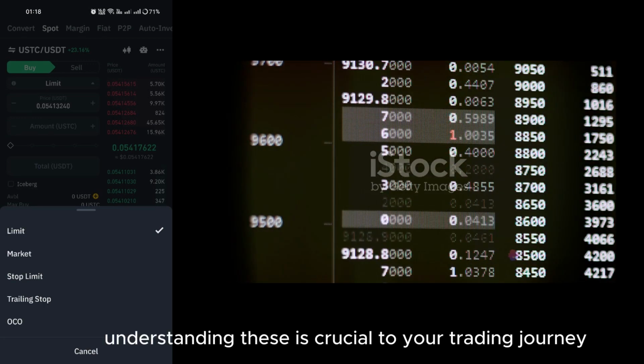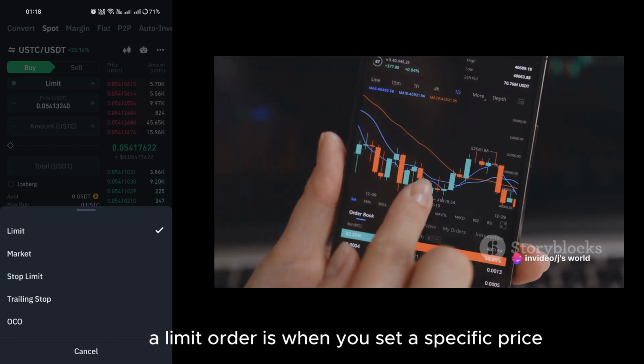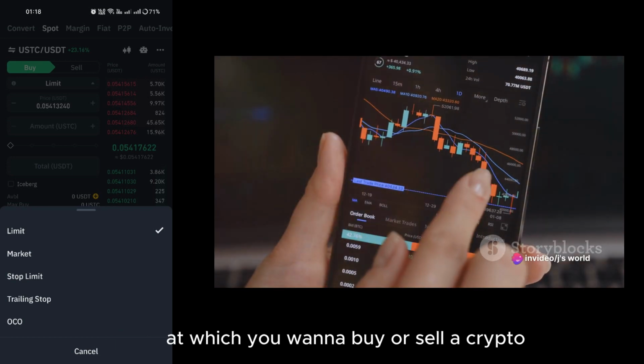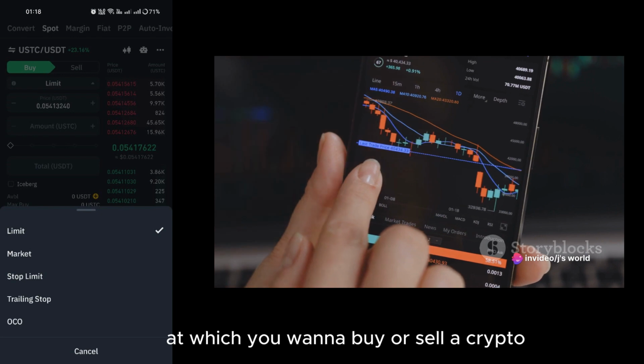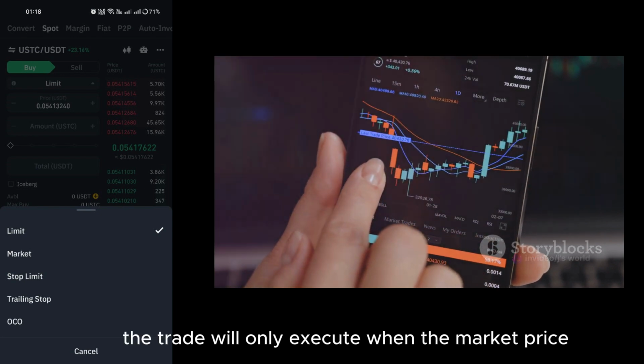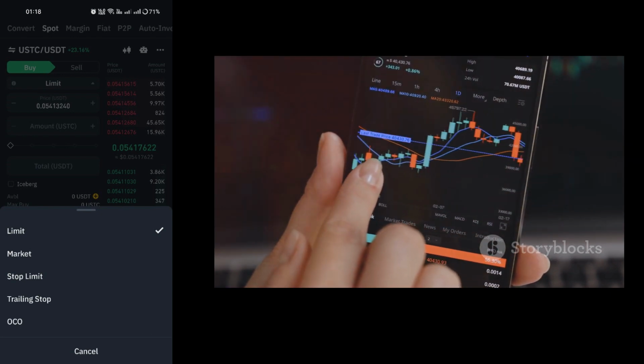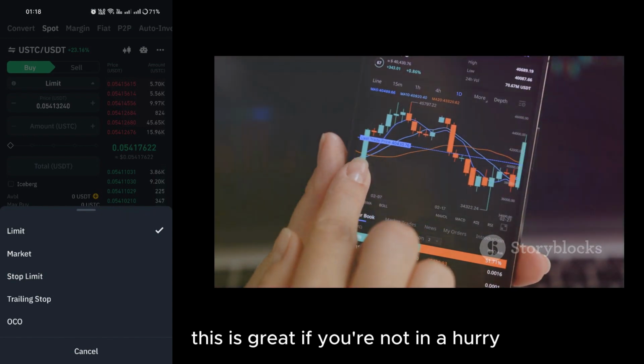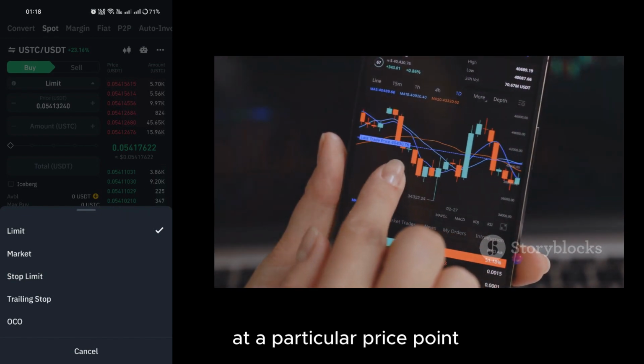Understanding these is crucial to your trading journey. A limit order is when you set a specific price at which you want to buy or sell a crypto. The trade will only execute when the market price hits your set limit. This is great if you're not in a hurry and want to buy or sell at a particular price point.